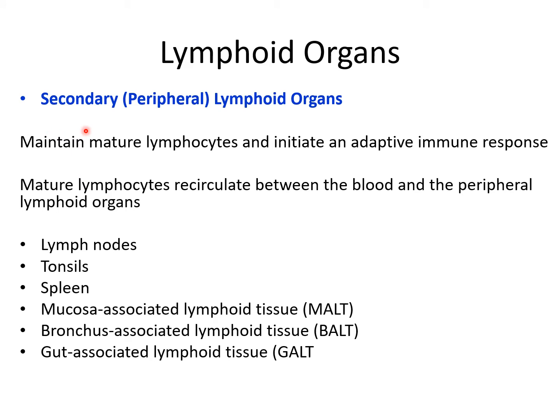The secondary lymphoid organs, also known as peripheral lymphoid organs, are responsible for maintaining mature lymphocytes and initiating an immune response in response to various pathogens. And as a result, mature lymphocytes are able to recirculate between the blood and the peripheral lymphoid organs. The peripheral lymphoid organs include the lymph nodes, tonsils, spleen, and lymphoid tissue associated with mucosa, bronchi, and the gut.